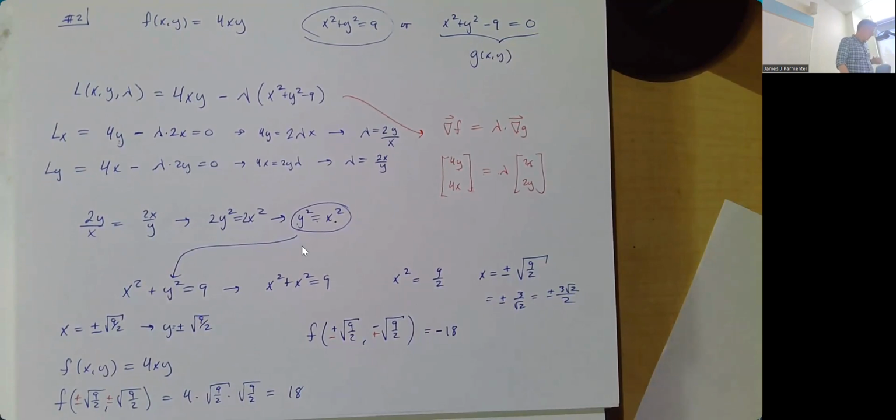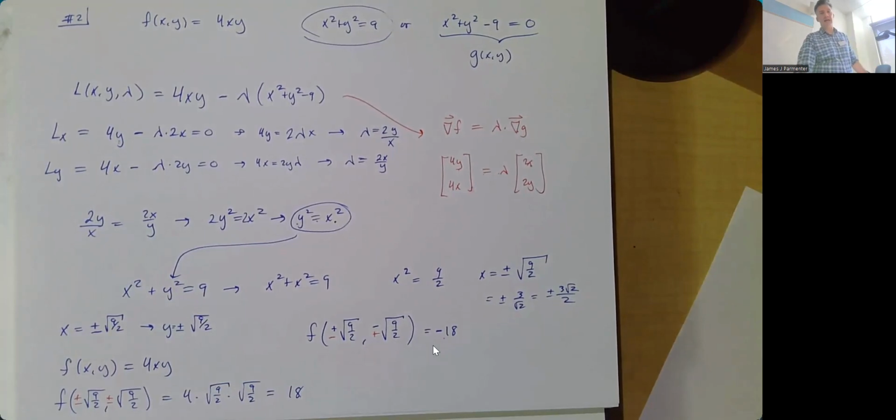So to answer the question that was actually asked, we would say there's an absolute maximum value equal to positive 18, and it occurs at the points positive root 9 over 2, comma, positive root 9 over 2, and negative root 9 over 2, comma, negative root 9 over 2. And similarly, we have an absolute minimum value of negative 18 at the positive-negative and the negative-positive points.